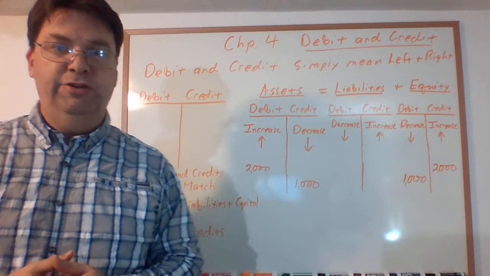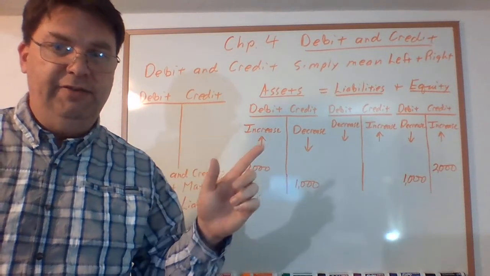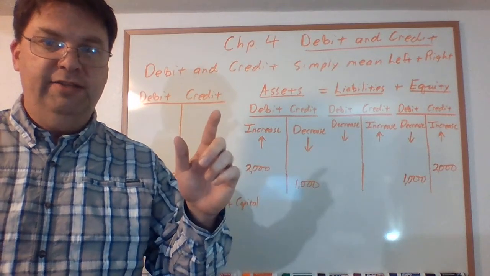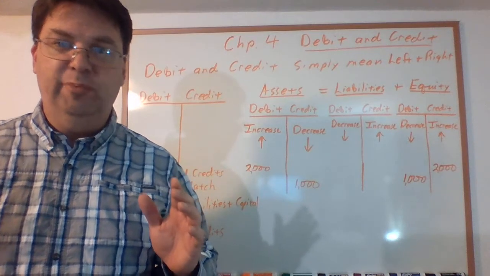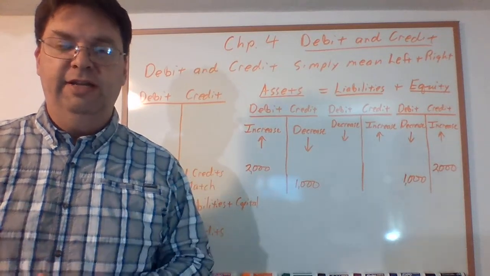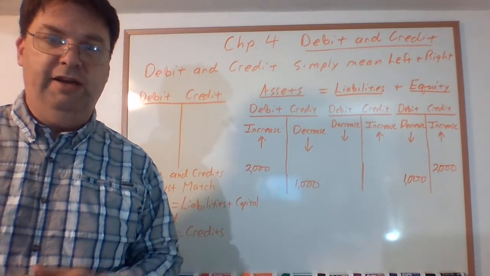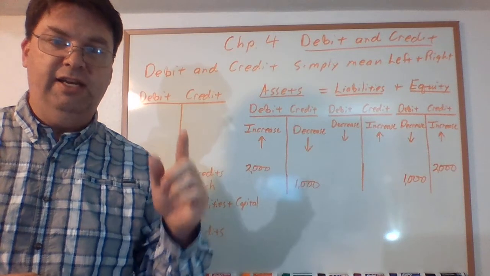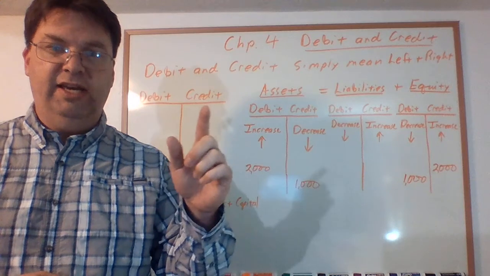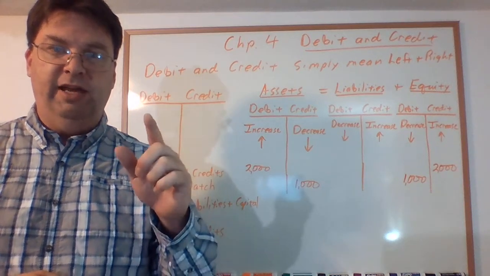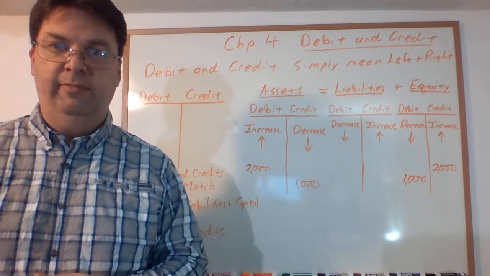Okay? So, what you need to understand is that the word debit simply means left, and the word credit simply means right. That's it. It's like port and starboard, okay? It just means left and right. Now, what are they left and right of? They are left and right of the T account. So what we do is we form this T account right here. And on the left-hand side, we have debits. And on the right-hand side, we have credits.